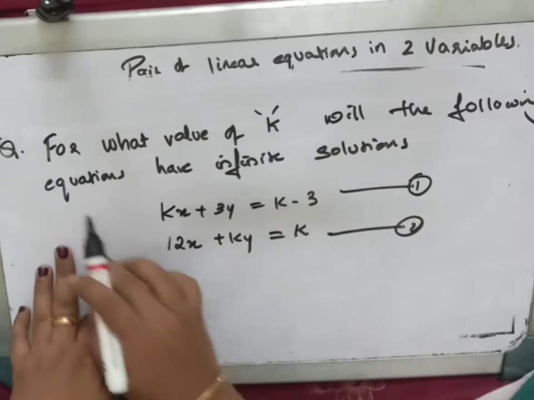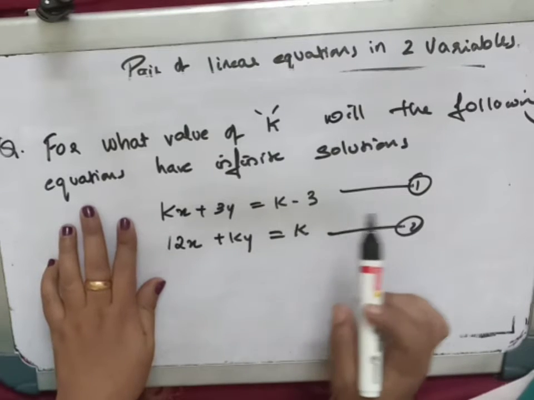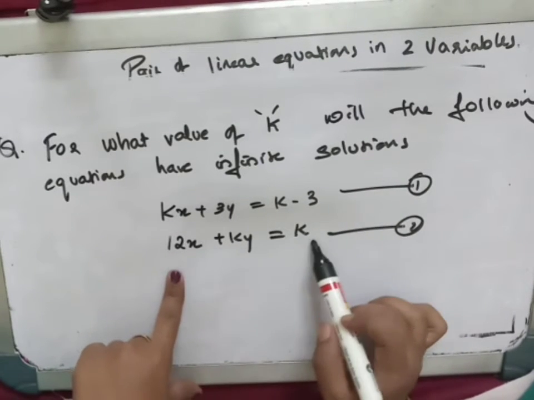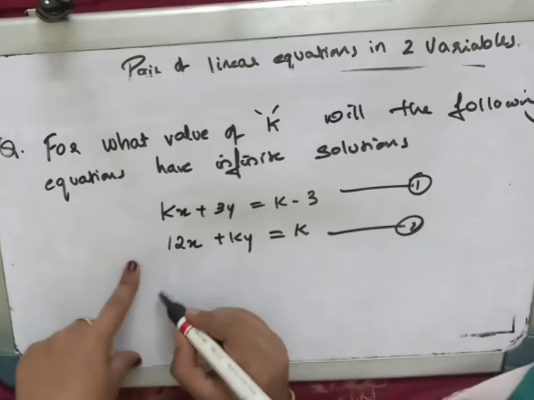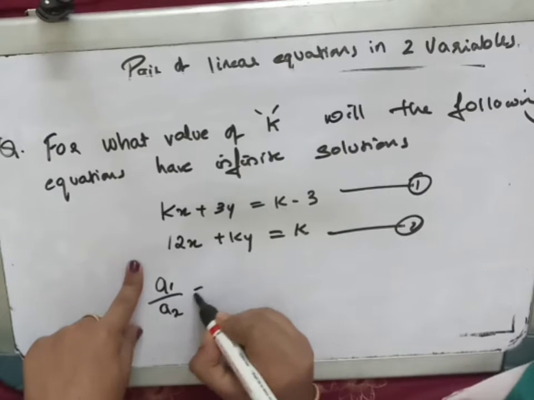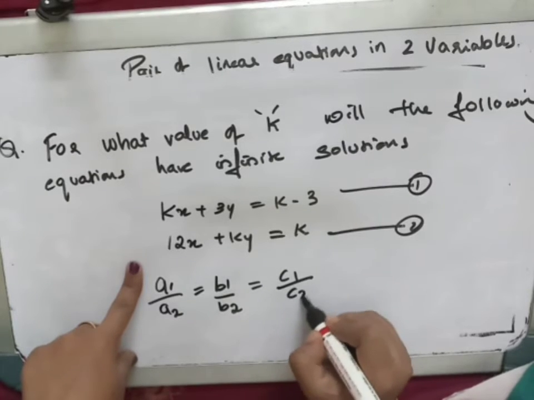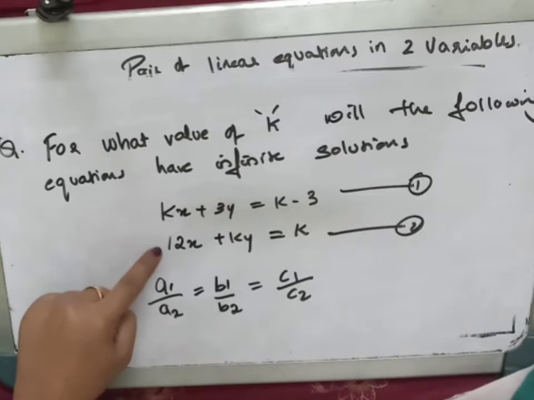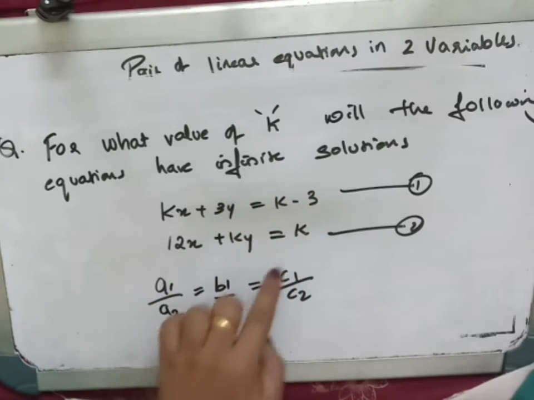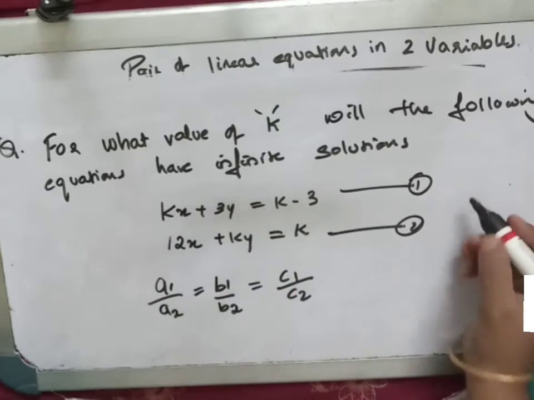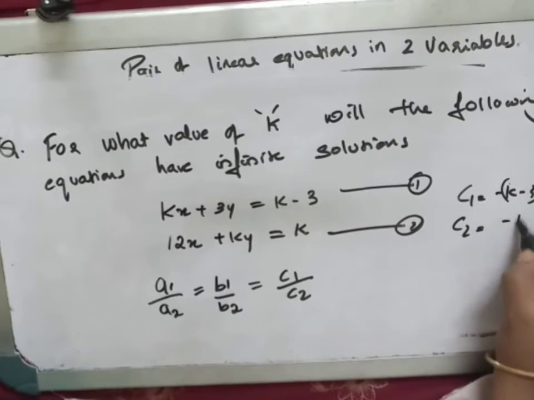For what value of k will the following equations have infinite solutions? The equations are given as kx plus 3y is equal to k minus 3 and 12x plus ky is equal to k. So we know that the condition to have infinite number of solutions is the ratio of coefficients should satisfy the condition a1 by a2 is equal to b1 by b2, and that should be equal to c1 by c2. Here a1 is k, a2 is 12, b1 is 3 and b2 is k. Actually it is c1 is minus k minus 3 and c2 is minus k.